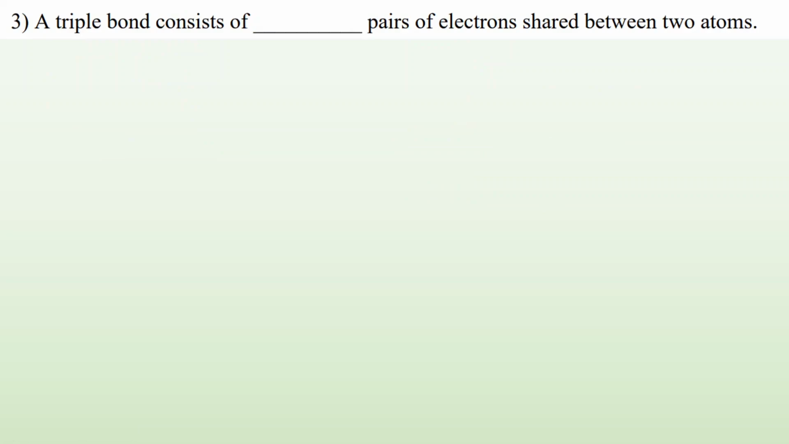A triple bond consists of blank pairs of electrons shared between atoms. Now, things you got to watch out for is if this word pairs is there or not. So triple bond is 3 pairs of electrons or 6 electrons total, right? Pairs are 2. So if it didn't have pairs and it just said consists of how many electrons being shared, you'd say 6, but it does say pairs, so it's 3 pairs.